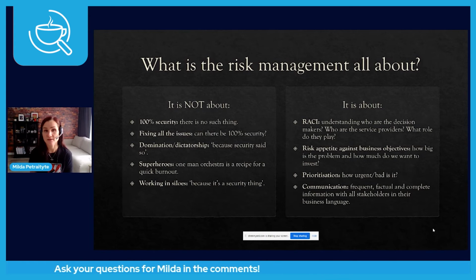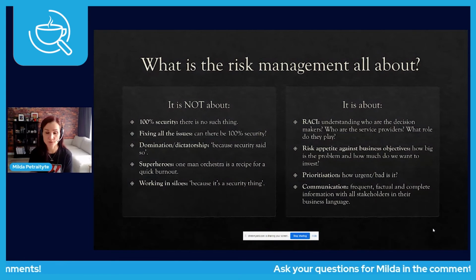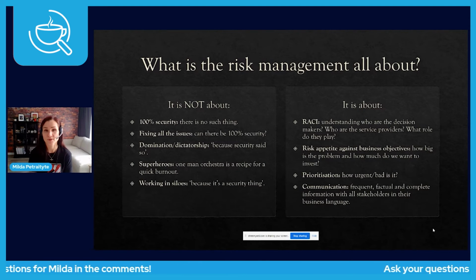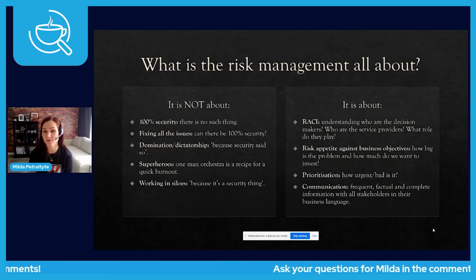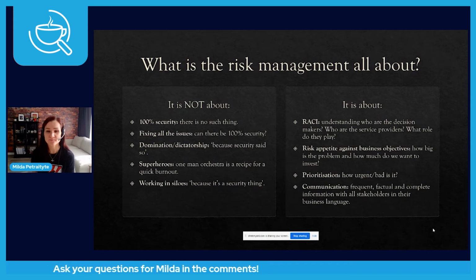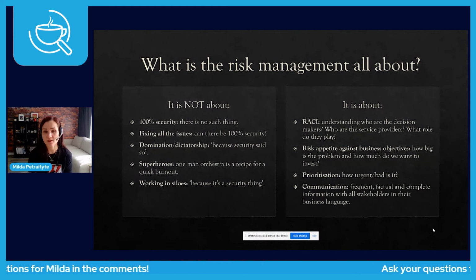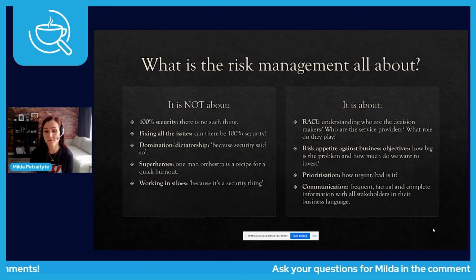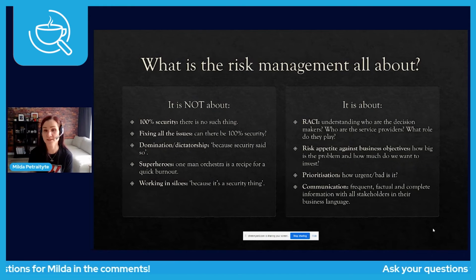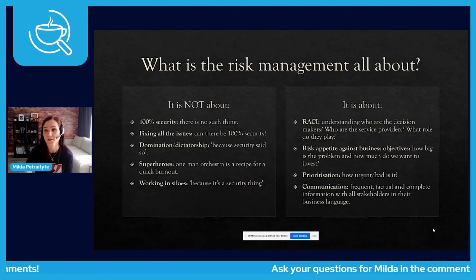And then the last thing: the enemy of good risk management is working in silos. So communication and frequent delivery of factual and complete information goes a long way toward speaking with all stakeholders in their business language. Keeping everybody informed about the risks that were found in their language will help them very much understand what problem the business could be facing if those problems are not solved.